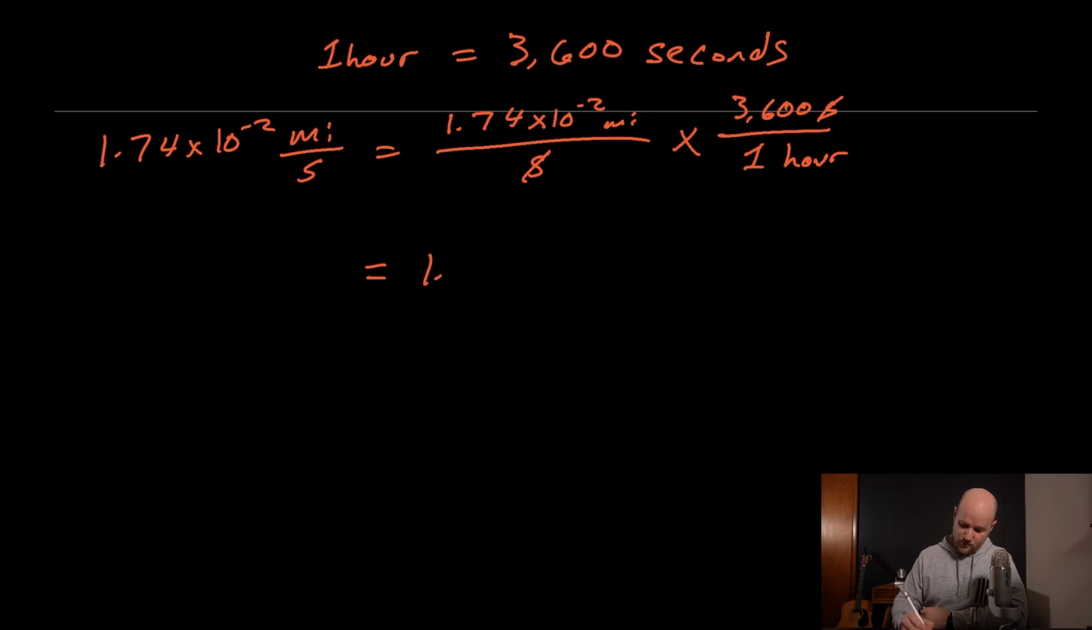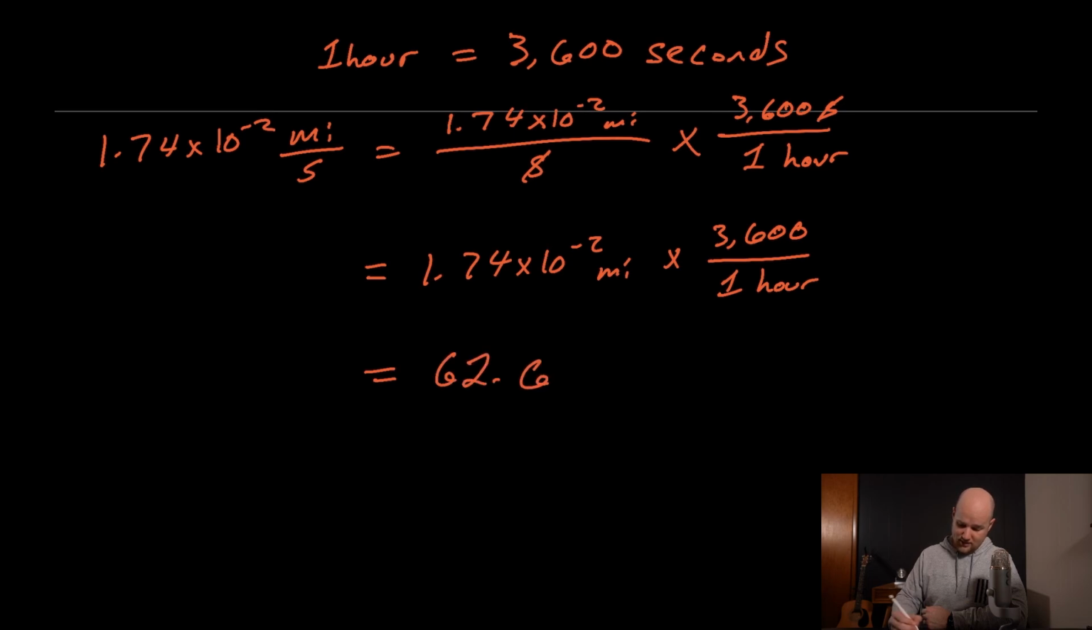That leaves me with 1.74 times 10 to the negative second miles divided by nothing now because that second is canceled out, times 3,600 divided by 1 hour. And you plug those numbers in your calculator, you get 62.6, and our units would be miles per hour.